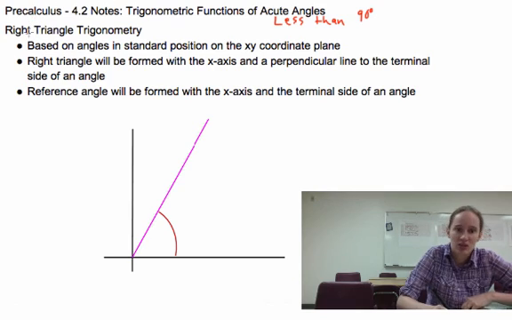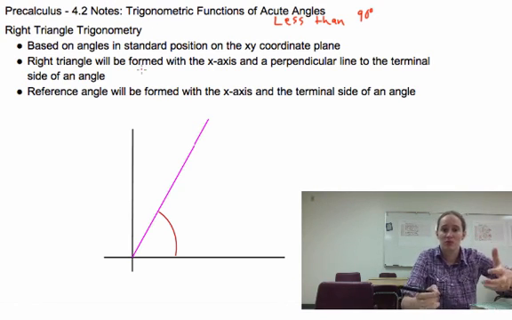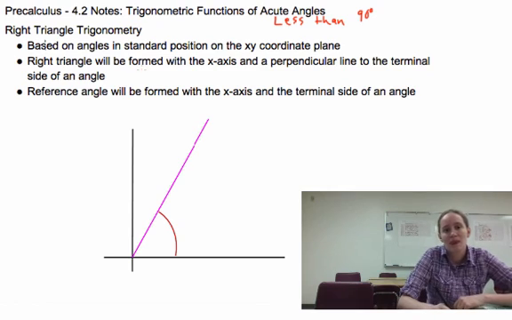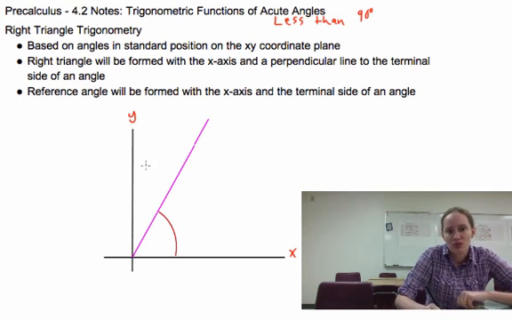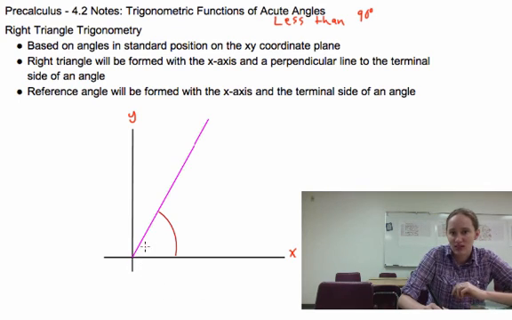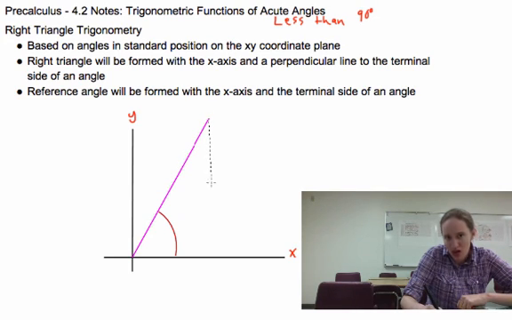And this is called right triangle trigonometry, and this should be at least a little bit familiar to you from geometry, at least some of it. It's based on angles in standard position on the xy coordinate plane. So an xy coordinate plane is where we have an x and y axis, right? The right triangle we look at will be formed with the x-axis and a perpendicular line to the terminal side of an angle. So what we do is we draw our angle here, and then we follow this line out somewhere, and then just at some point, it doesn't really matter where, we draw down to the x-axis a line that will end up making a right angle right here.